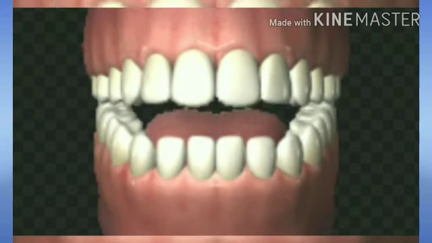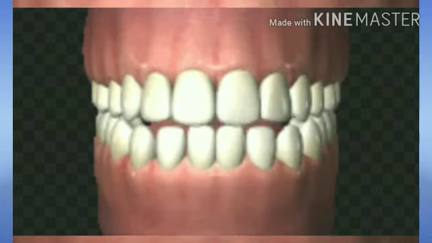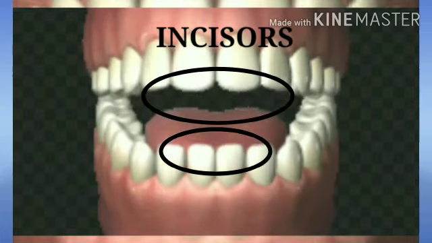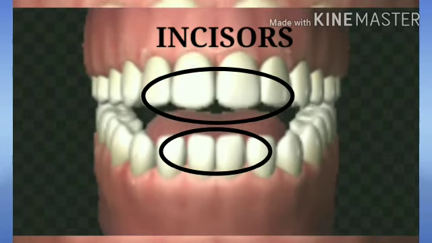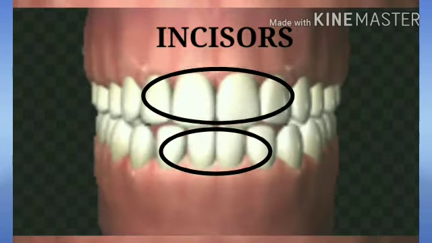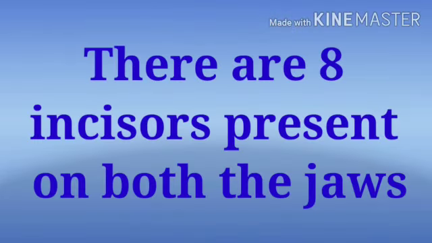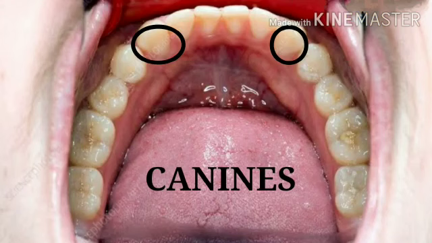Teeth are of 4 types on the basis of the type of work they do. The first 4 teeth on both the jaws are called incisors. They help in biting the food. There are total 8 incisors present on both the jaws. Besides incisors, there are canines. Canines are 4 in both the jaws. Canine helps in tearing the food.